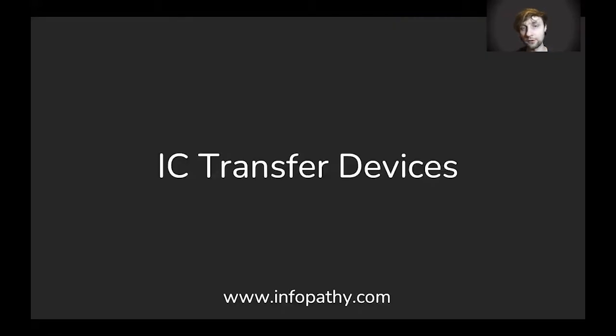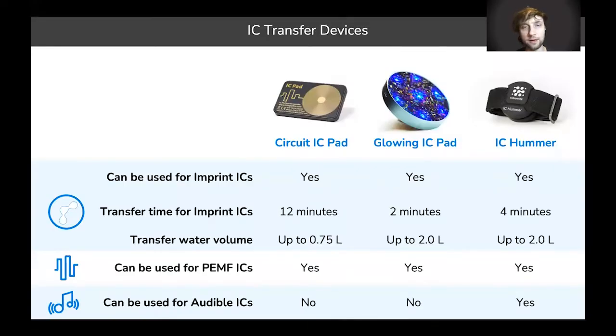And now let's talk about different transfer devices, how actually to use those ICs. Currently, we have 3 different devices available to apply frequencies. One of them is the simplest one, the stereo IC pad. Then a bit more advanced one with a stronger signal emitted. Also, it has modulated lights, and this device is considered to be the best for the imprinted water. And the last device is a vibrational speaker.